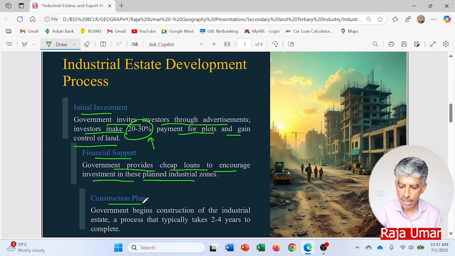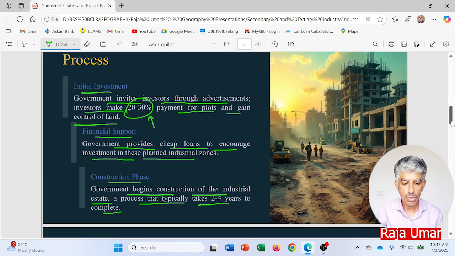And then the construction phase, government begins construction of the industrial estate, a process that typically takes 2 to 4 years to complete, as the land is purchased from the people, and then the infrastructure is laid over there, the roads are made, the utilities are provided, the electricity connections and the gas and water and telecommunication and communication network is laid on. So they all are done in 2 to 4 years time.